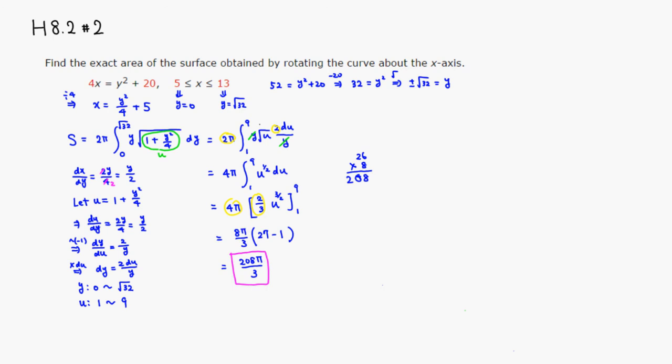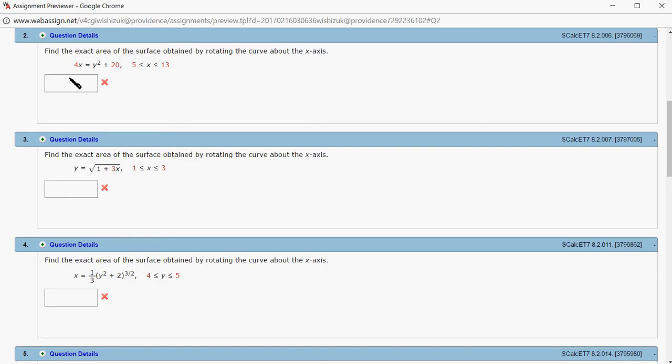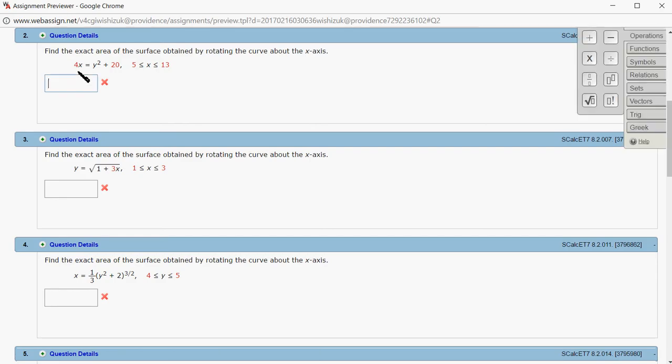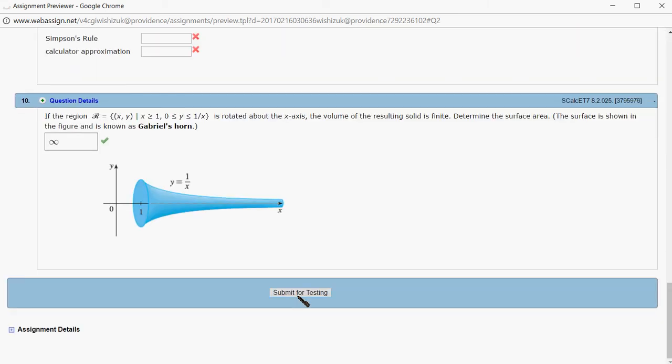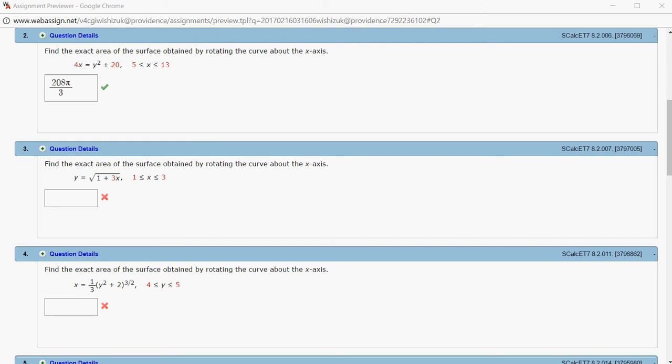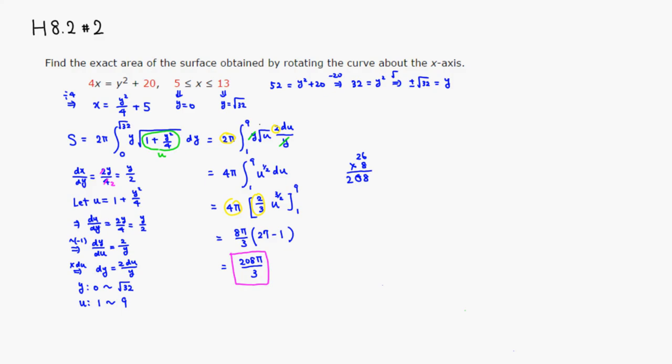So let's type it in. We got 208 pi over 3. Submit for testing. It came back and looks like we got this one correctly. That's it. I hope that this was clear.